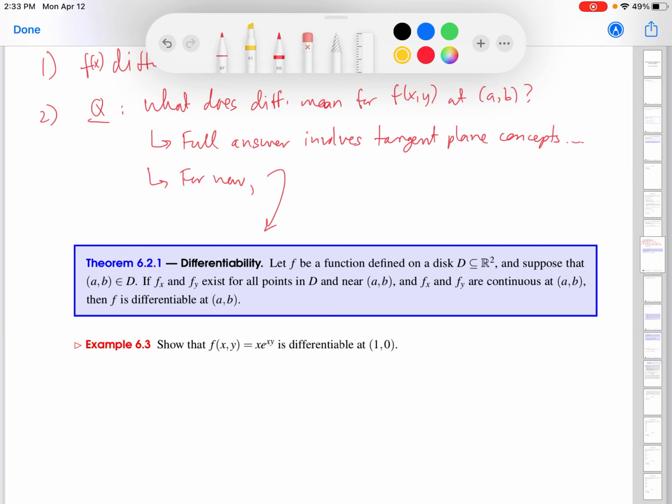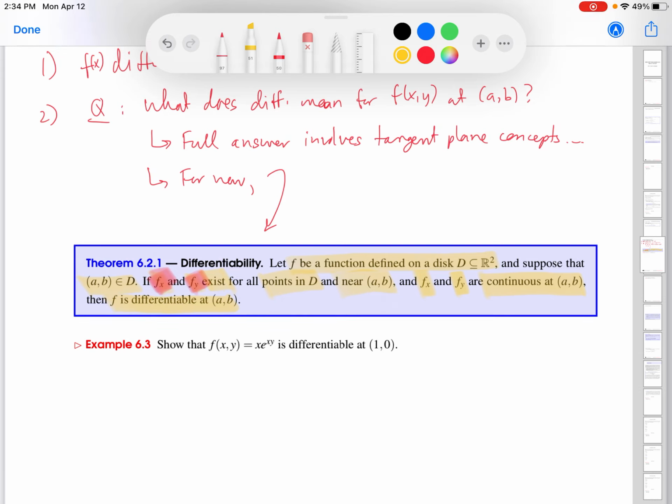The theorem says, suppose f is a function defined on a disk D in R2, and let (a, b) be in this disk. If fx and fy, remember these are the partial derivatives with respect to x and y, exist for all points in D near (a, b), and another condition, fx and fy are continuous at the point (a, b), then the conclusion is f is differentiable at the point.